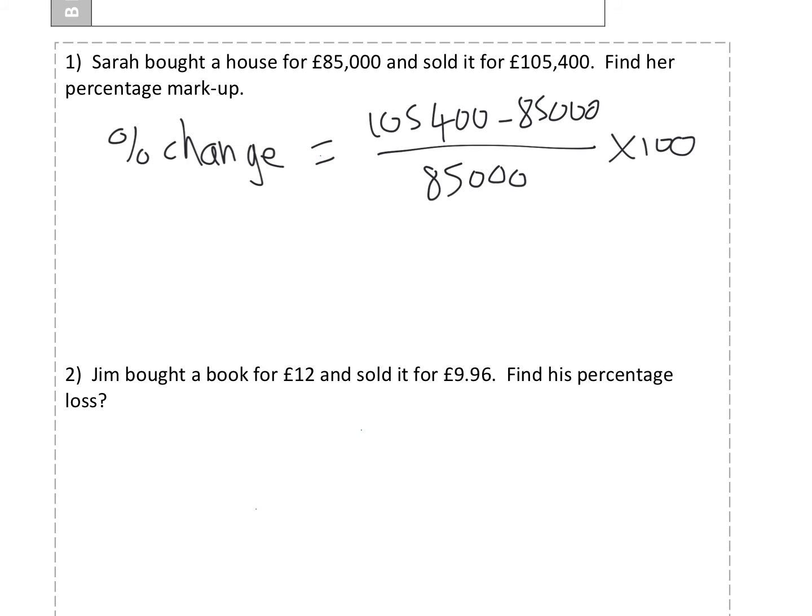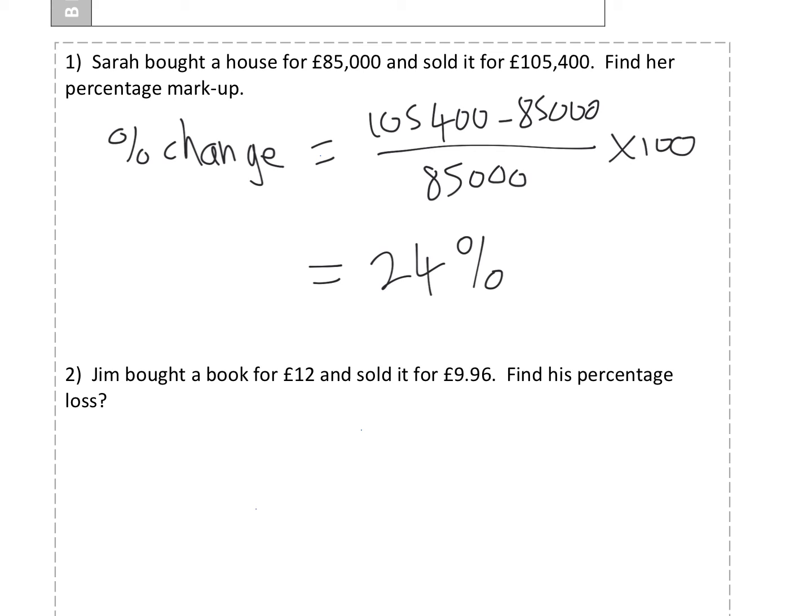These questions would normally be calculator. However, the numbers could be simple enough that it simplifies, and it could also be non-calculator. But this one here, you could do it in the calculator, and if you type it in as you see it there, you get 24%. A good way to check your answer is to get 85,000, find 24% of that and add it on, and check does it give you 105,400.